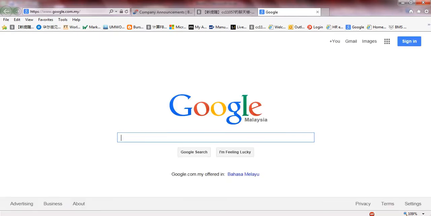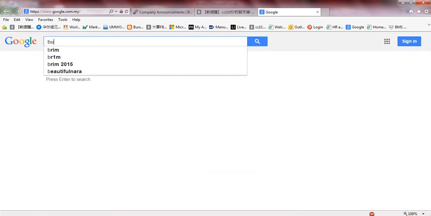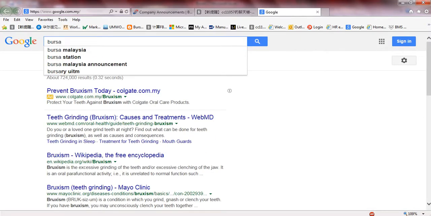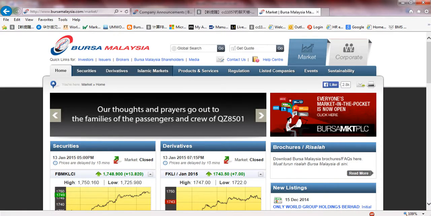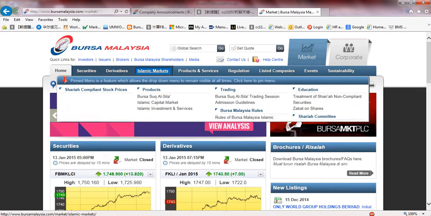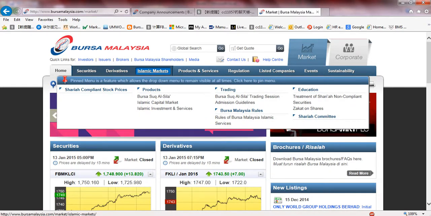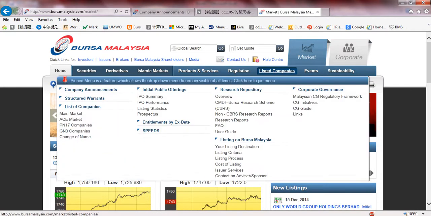Okay, just have a look at this. Let's say I do not have any clue how to get to Bursa. Of course I go to google.com and type Bursa Malaysia. Okay, here goes. This is the website bursamalaysia.com. When I get to this page, as you can see there's home, security, derivatives, Islamic markets. These are all the tabs. Basically I'm only interested in the listed companies, and then I go for company announcements.